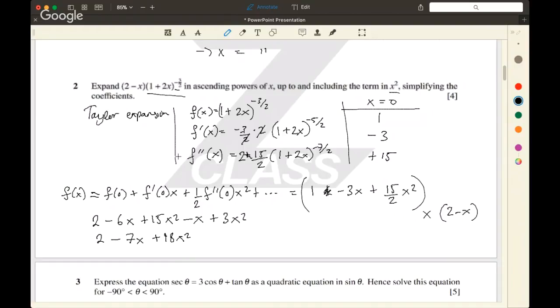So best to be just careful. Don't try and do it on the fly unless you're super experienced with this. Just write everything out, and then you'll be sure you won't make any mistakes.